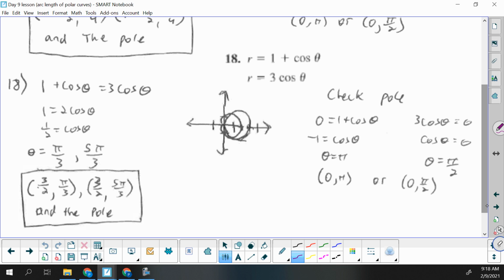Number 18, set them equal to 0, you get cos is a half. That's a positive, so that's in the first and the fourth quadrants with a 60-degree reference angle. So we have pi over 3 and 5 pi over 3. Sub them back in to get 3 halves for the radius. If you graphed it, you might have seen that they crossed at the pole, or set them each equal to 0 and see that there's a value of theta that has a radius of 0. So we had the pole as well.